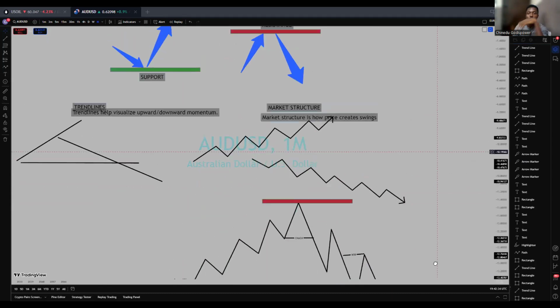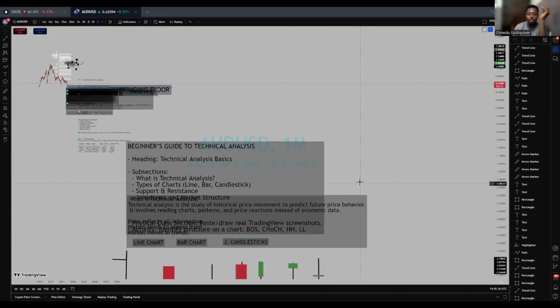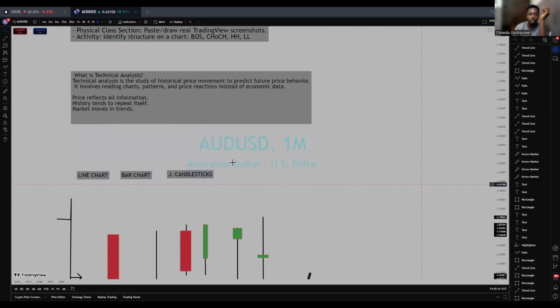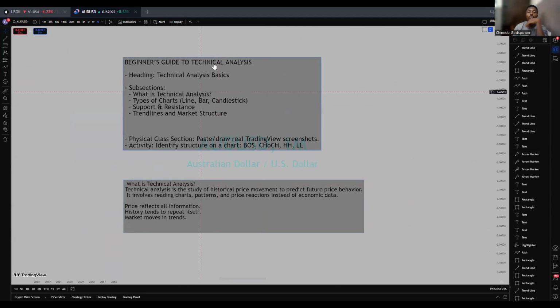Okay, so now let's go back to our notes. We started with technical analysis. We said technical analysis is the study of physical price movement to predict future price behavior. We talked about the chart, the line, the bars, and the candlestick. We talked about support and resistance using different analogies. And now we've talked about trend lines and market structure.